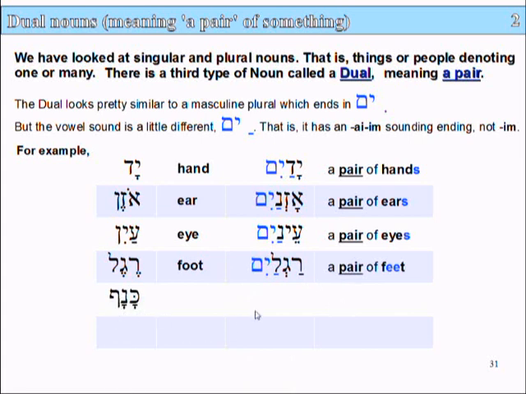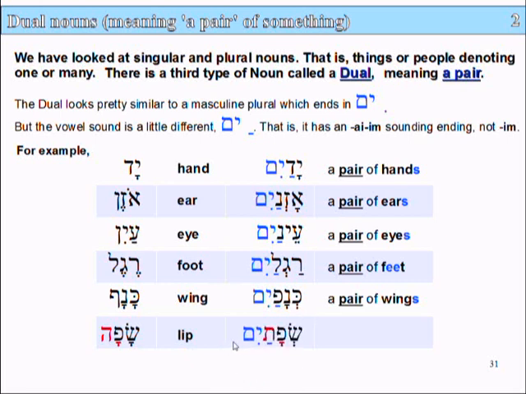Kanaf, which means wing, becomes kanafaim, a pair of wings. Safa, which means lip, but notice it's a feminine noun, it's got the hey at the end. It's going to change the plural ending slightly. You don't have to memorize all this, you just have to be aware of it. So safa, which means lip, becomes sfatayim, a pair of lips.